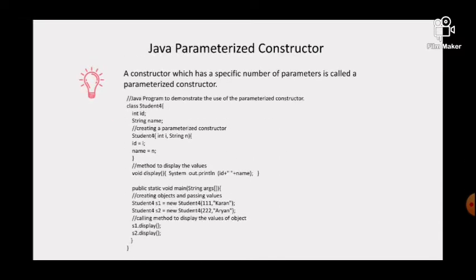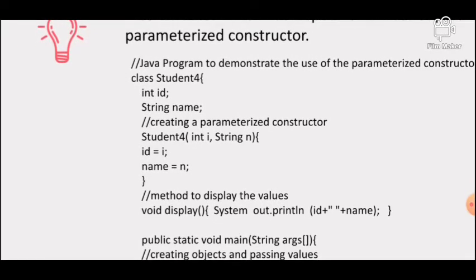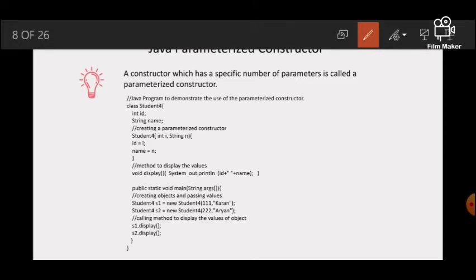Next, the Java parameterized constructor, which is another type of constructor. This constructor has a specific number of parameters, and for that reason we call it a parameterized constructor. In this example the class is Student4. This is the class name, and we have some variables here: int id and String name. And Student4 here is the constructor.